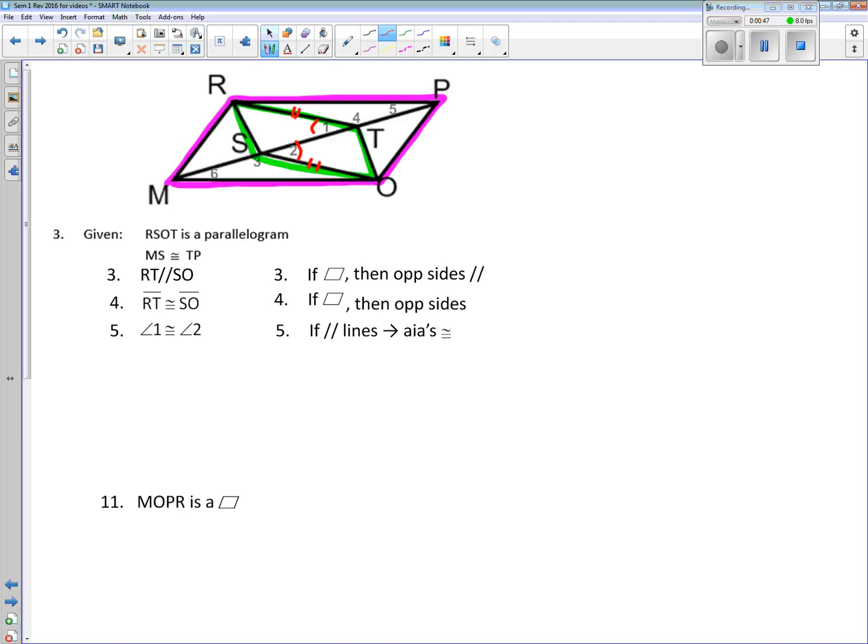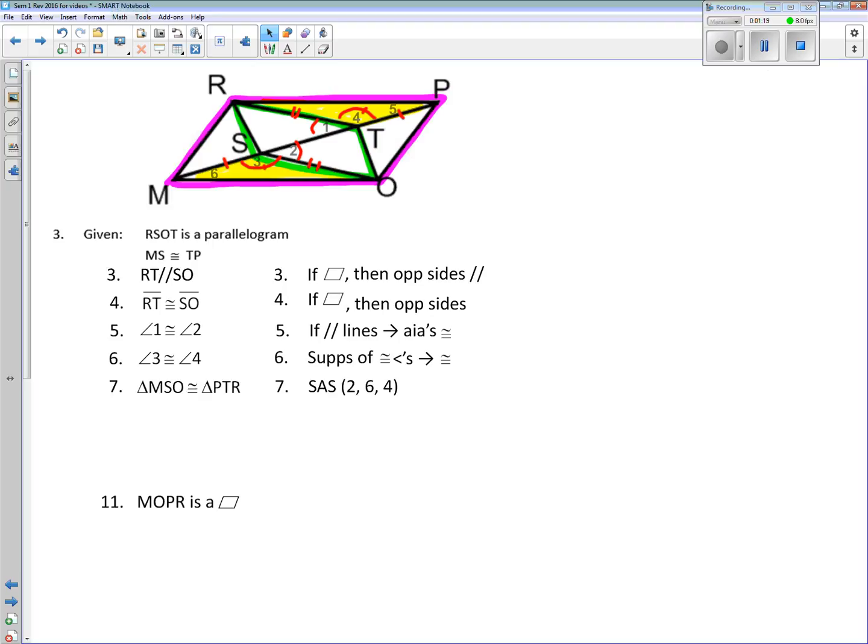Now, when we keep in mind that it was given that MS was congruent to TP, when you look at this, you have the triangles at the top and the bottom, right here and right here, are congruent. We use one more step here, and that's using that 1 and 2 are congruent, so their supplements, which are right next door, which would be 3 and 4, are congruent. So now you have those yellow triangles are congruent by side angle side.